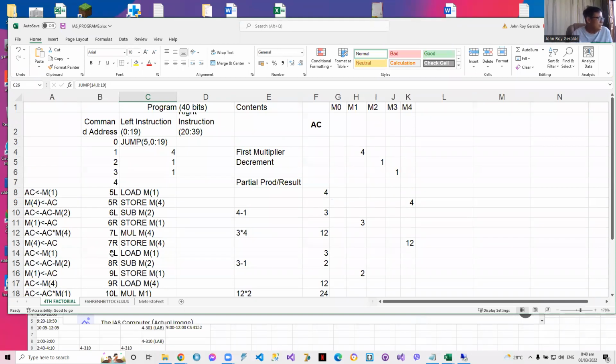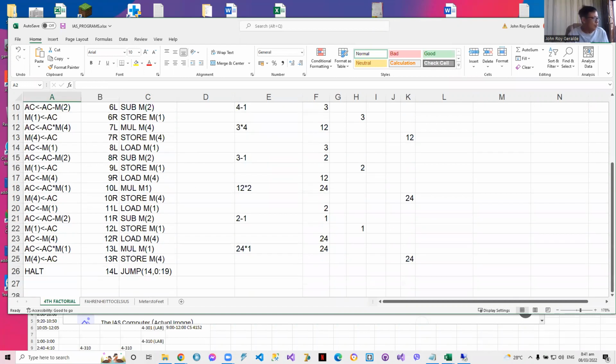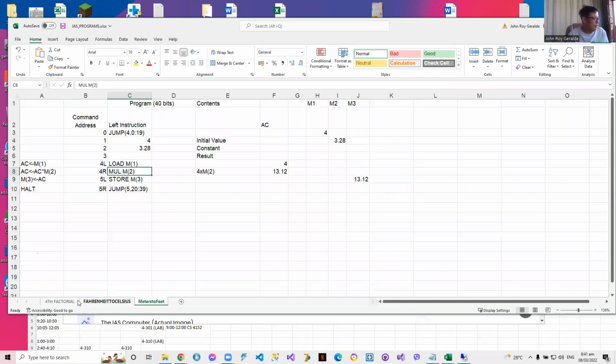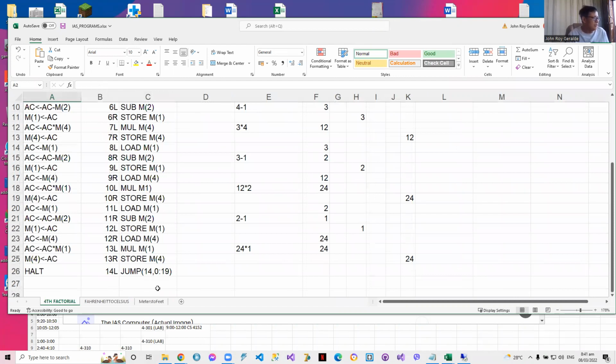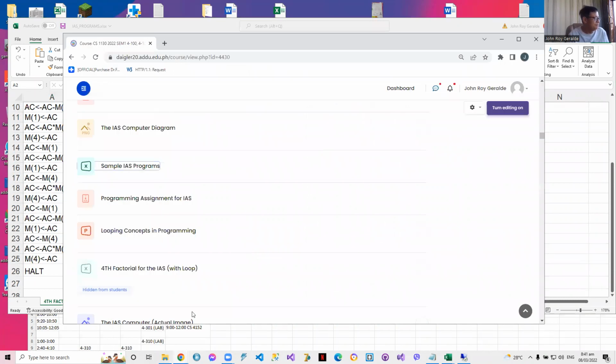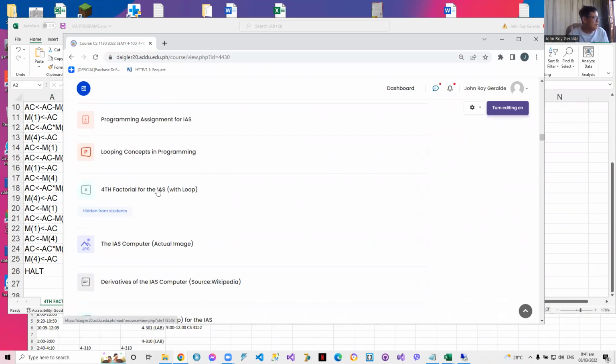We are using a worksheet. Okay. This is the same factorial program. Hanggang factorial lang tayo ngayon, no? And then we will do Fahrenheit to Celsius, meters to feet. And we'll also discuss the looping later, no? Because we will have here looping concepts. So we'll have a fourth factorial with loop.